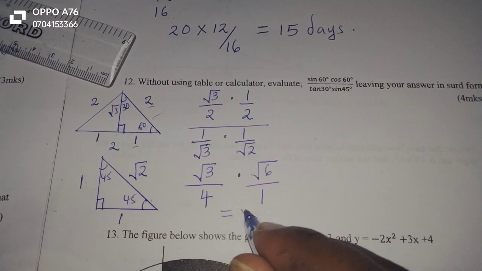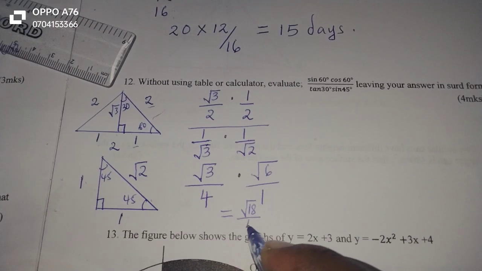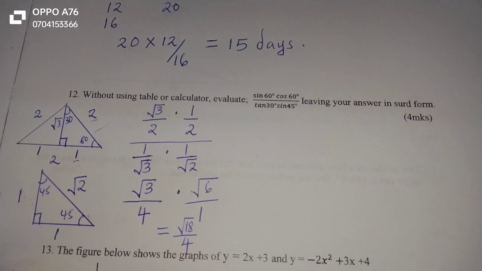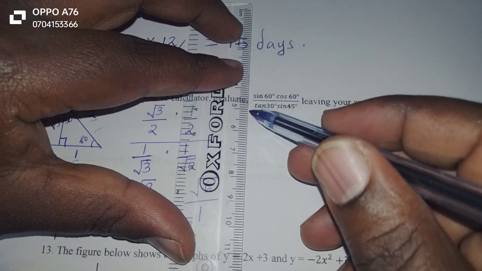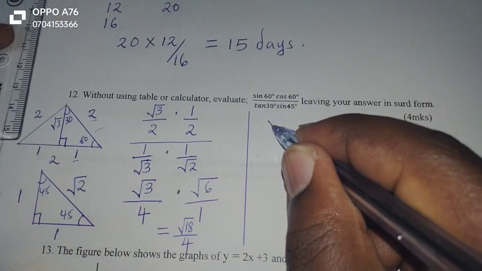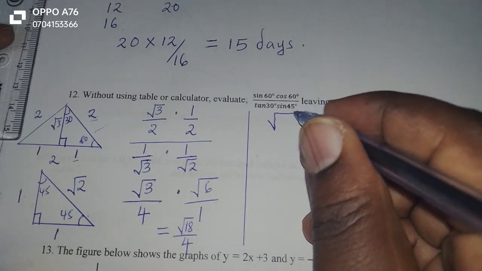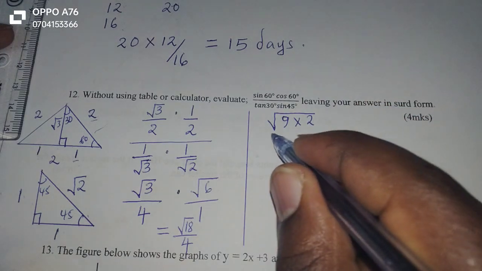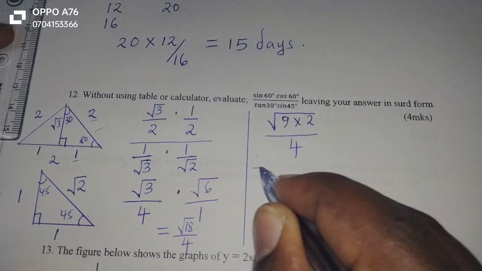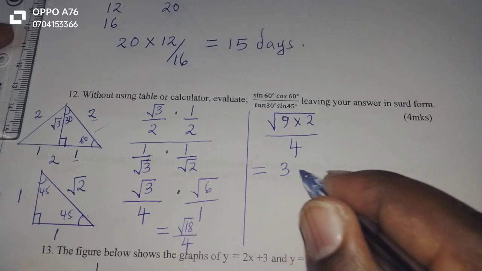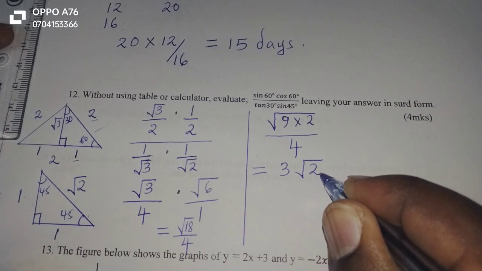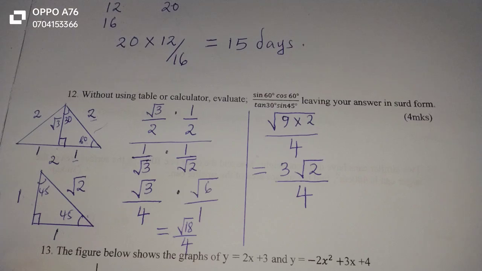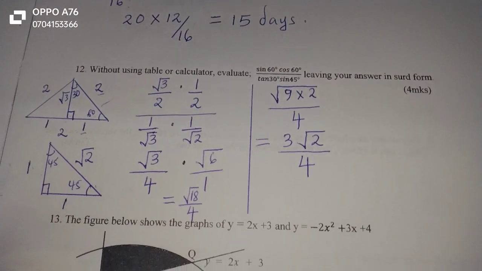So we're going to have the root of 18 over 4. And now we cannot leave a surd unless it is simplified. So we're going to talk about root 18 being equivalent to, this is 9 times 2, then over 4 here. So the root of 9 is known to be 3, but the root of 2 is irrational. So we shall remain with the final answer as 3 root 2 divided by 4.